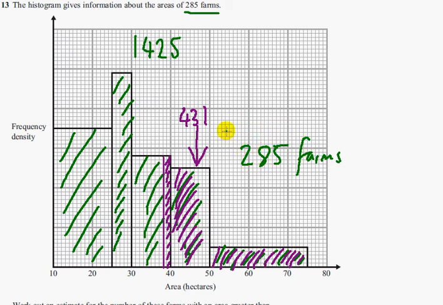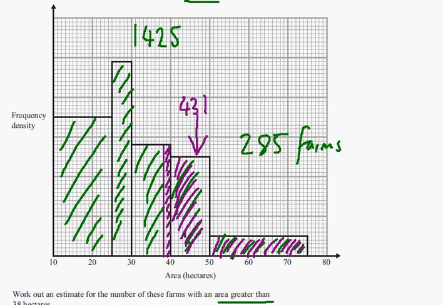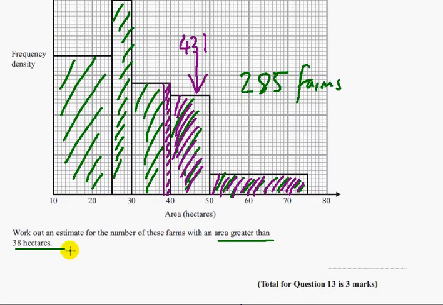So if we did 431 over 1,425, that's actually about 30%. So roughly 30% are the farms that have an area greater than 38 hectares. So I'm going to call this about 30%. It's actually a little bit more than 30%. It's actually 0.302455614 if I type it into a calculator.